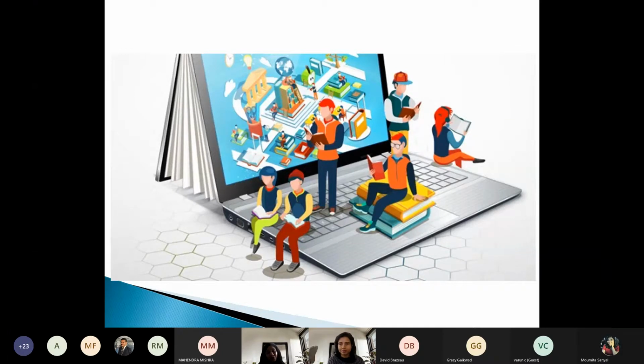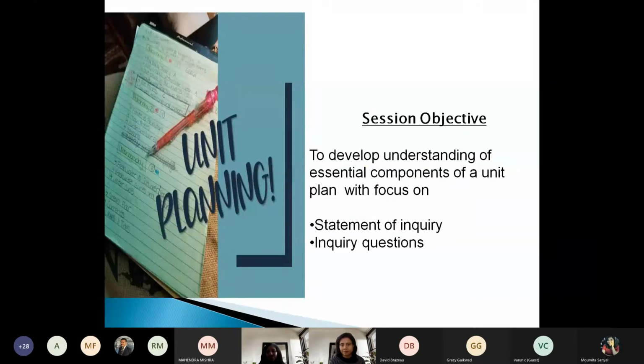Honestly, it's not the unit plan as a product that excites me. Rather, it is the process and thinking that underpins the planning process. Because I feel the unit plans develop that coherence in the students' learning experience, and then they are able to direct their own journey of learning and self-exploration. That's why the objective of today's session is to develop understanding of those essential components of unit plan, with focus on two aspects: the statement of inquiry and inquiry questions.